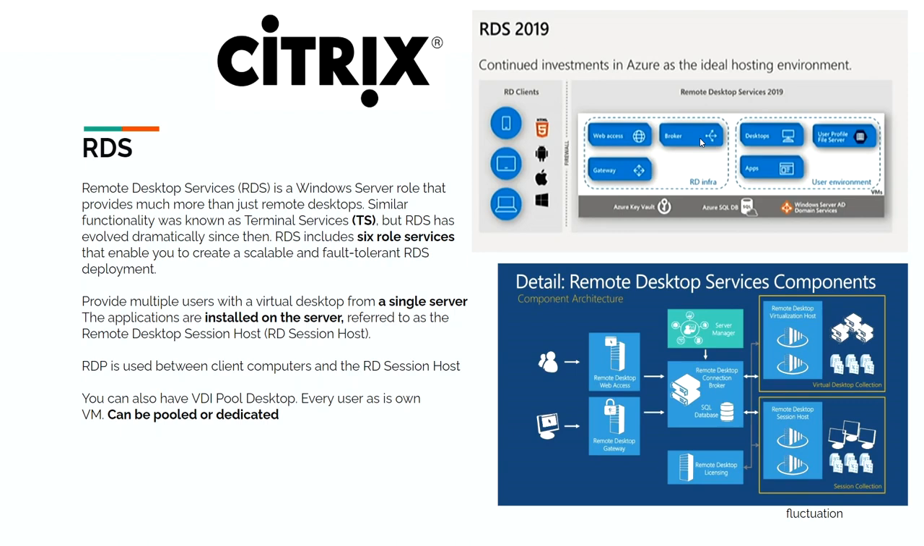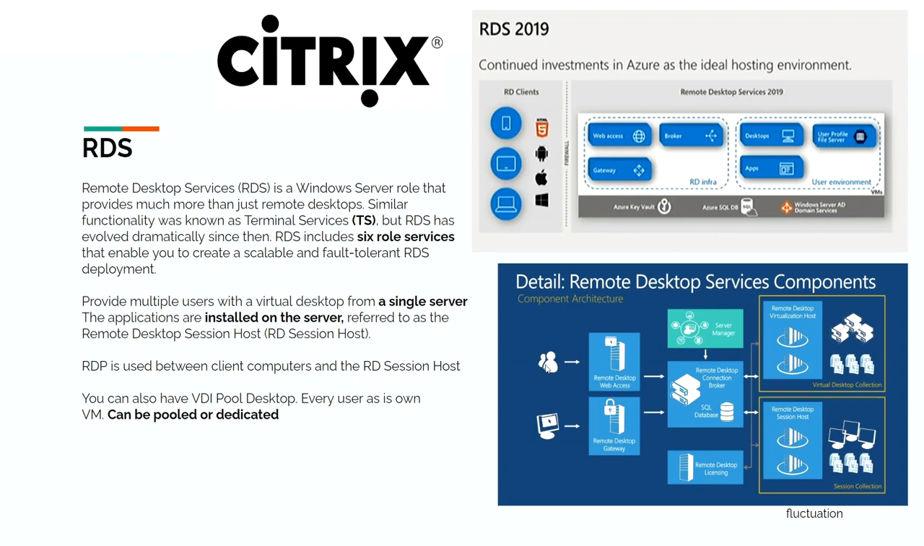And you have the gateway. The gateway is something quite fantastic. It avoids using a VPN. So you can be anywhere in the world, and through the gateway you will connect to your broker and to your RDS host. After that you can have your desktop, okay? You can have VDI, apps, and the user profile file server is something very nice. The profile will be on a VHD.